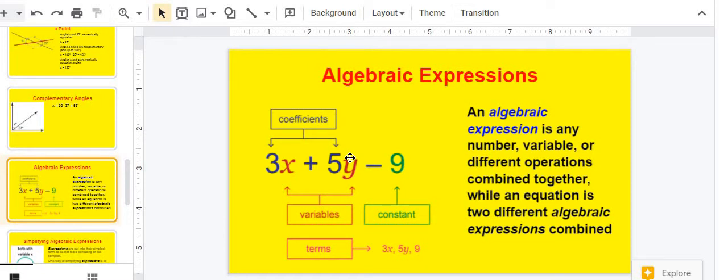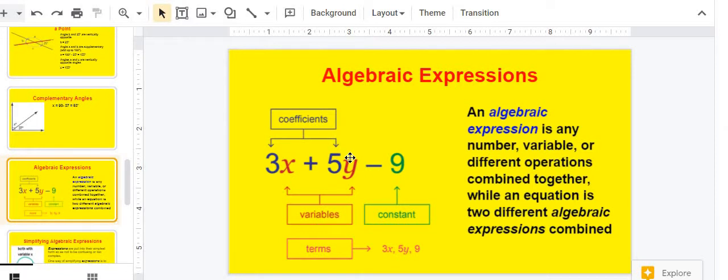Okay, so now that we're finished reviewing our angle properties, the relationship between angles formed on intersecting lines, we're going to go over algebraic expressions. So an algebraic expression is any number, variable, or different operations combined together, while an equation is two different algebraic expressions combined. Now, the difference between your algebraic expression and algebraic equation is that one of them has an equal sign, the other does not have an equal sign.